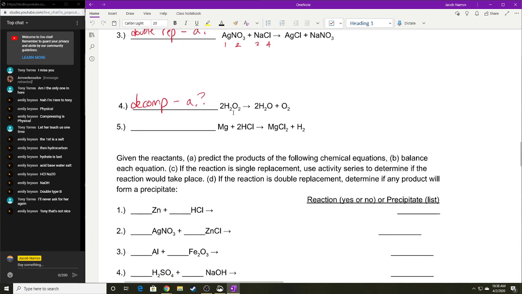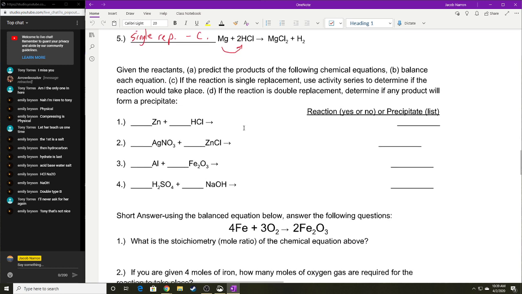Number 5, we have Mg plus 2HCl, and as you can see, we have some single replacement going on. Mg is pushing out the H, it displaces the H, so we know it's going to be single rep. But we need to see which type of single replacement it is. This is replacing hydrogen, so it's either going to be B or C, and it's replacing it from an acid. HCl is the acid you guys probably know, hydrochloric acid. So Mg is going to push out the H from an acid, so it's going to be a type C. Alright, moving on.